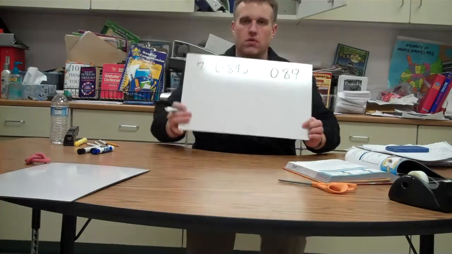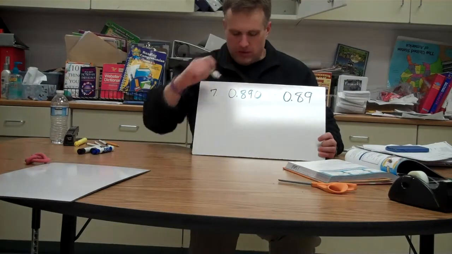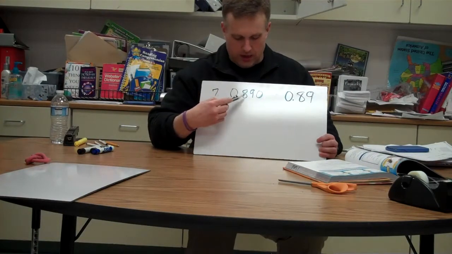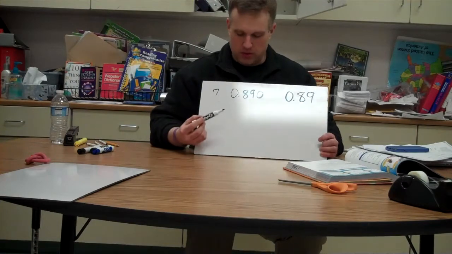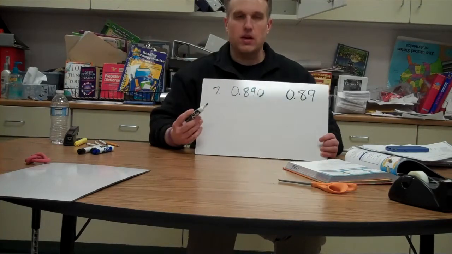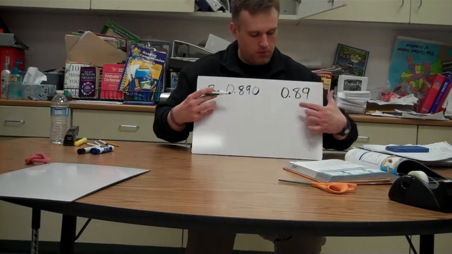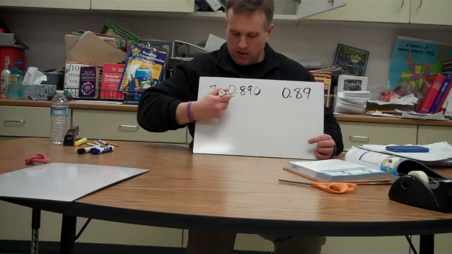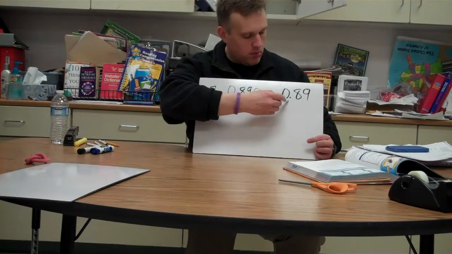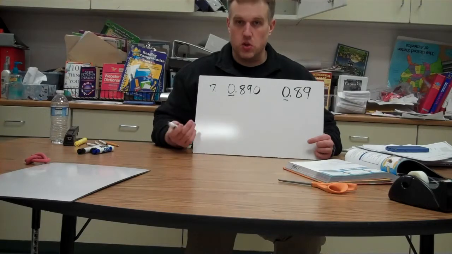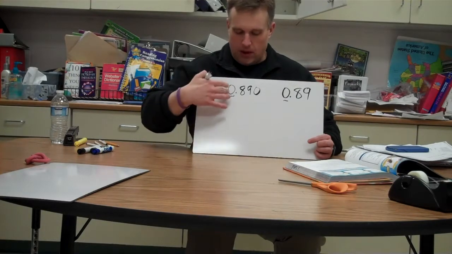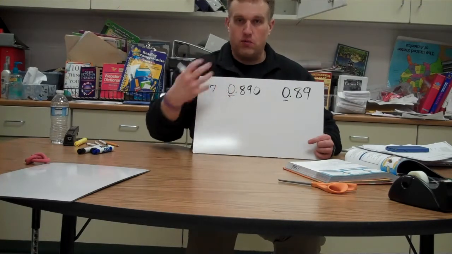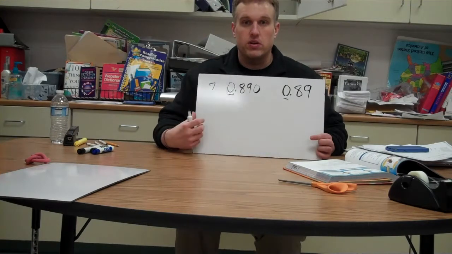Okay? So, I have 89 thousandths and 89 hundredths. First thing I do when I compare decimals, first I look at the whole number. The whole number here, I have 0, and I look at my whole number here, I have 0. So those are the same. Now, if one of those would have been bigger, I would have known right away that that number is greater than or less than.